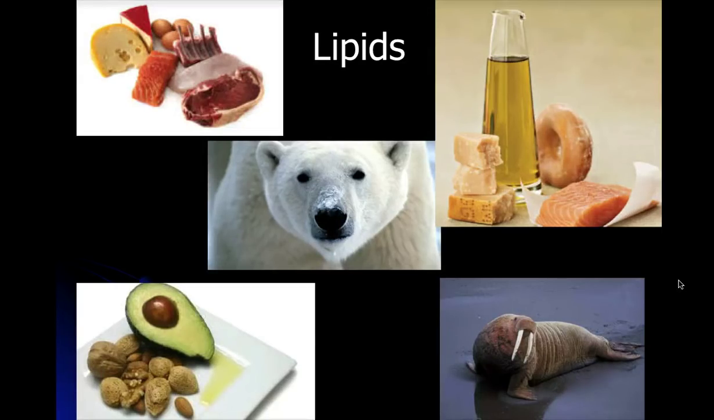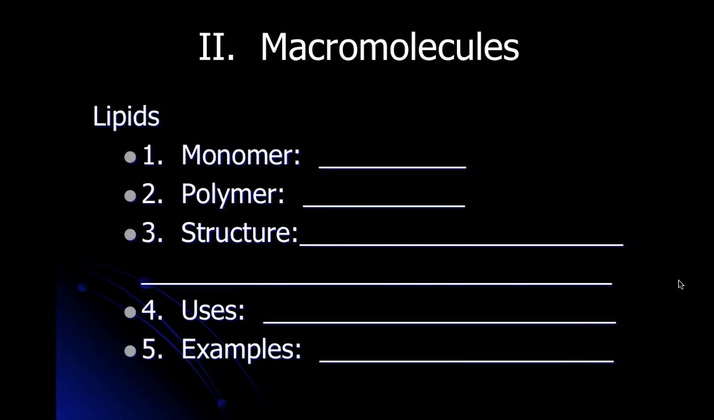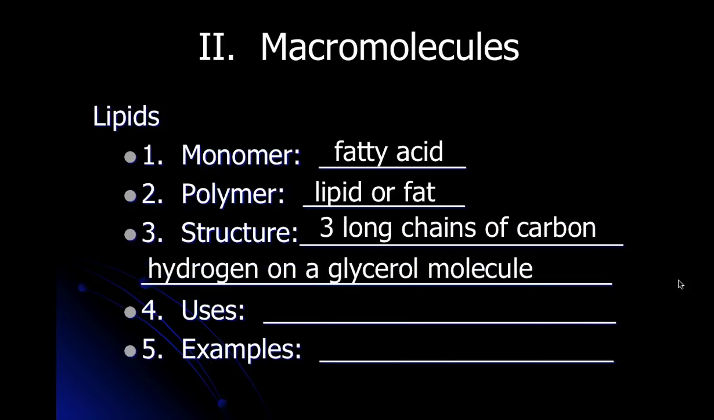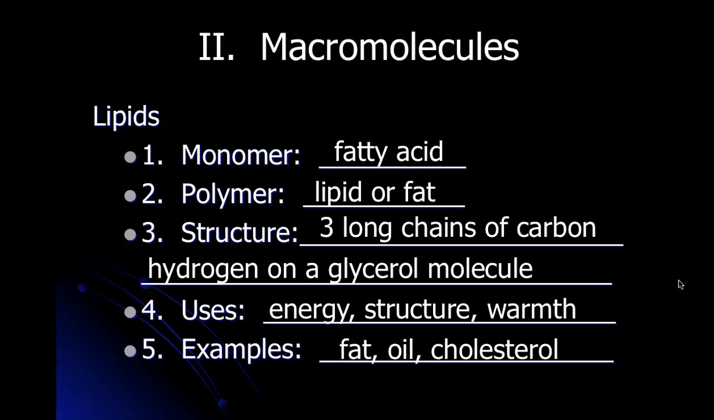So now let's go into lipids. Lipids are fats. Fat is used for long-term energy storage, for warmth, insulation, and also protection of your vital organs. So lipids, the single unit or the monomer of a lipid is a fatty acid. The polymer of a lipid, which is lipid or fat, the structure are 3 long chains of carbon, hydrogen, and a glycerol molecule. So again, the uses of lipids are energy, structure, and warmth. Examples are fats, oils, and cholesterols.